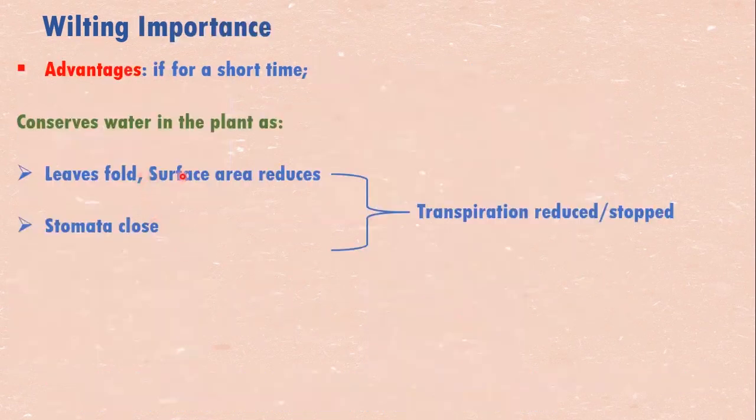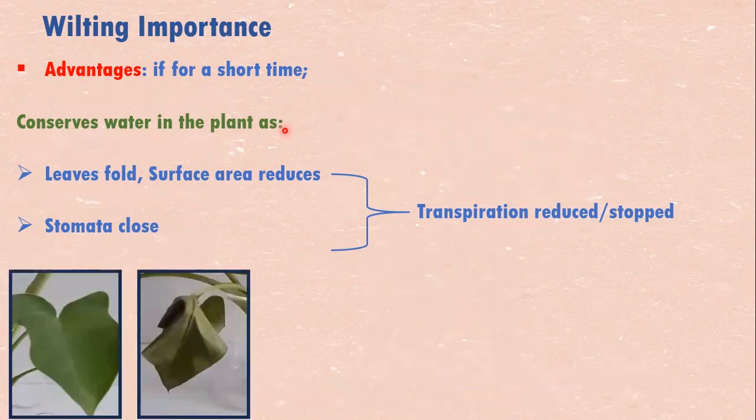Yes. Once wilting is for a short time, then it's advantageous because the plant will conserve water, save water, because look here, if this one is fine, is turgid, this one is wilting, the surface area of the leaves is small. So when it's wilting, if it's for a short time, the surface area that is exposed to sunlight that will cause transpiration is reduced.